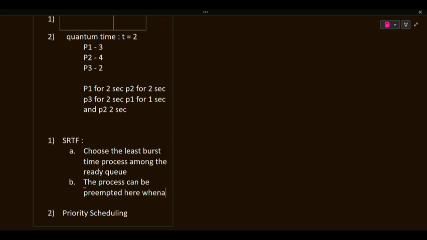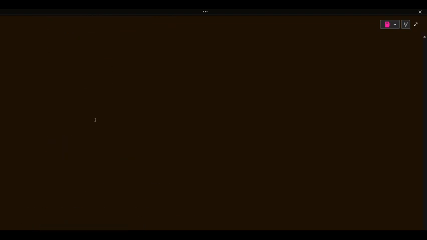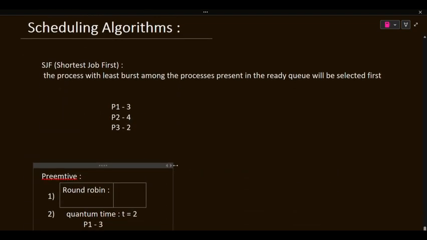When a process arrives with a shorter time than the remaining time of the current process, the current one is preempted. This is the main point. Let me just increase the size.